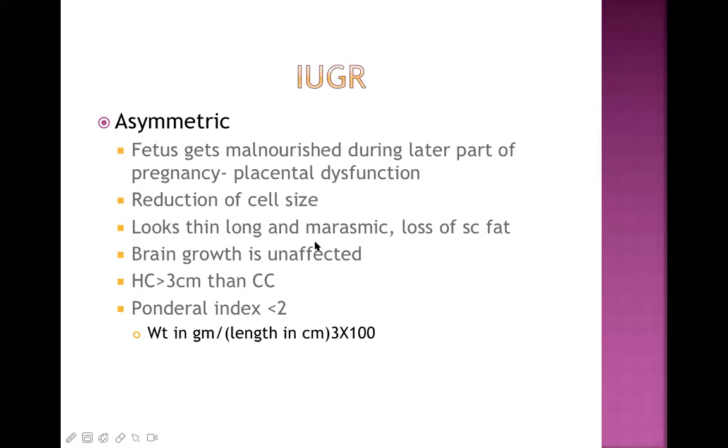They look thin, long, and marasmic. Remember, marasmus and kwashiorkor, we have studied under severe malnutrition. This asymmetrical IUGR baby almost looks like a marasmic baby. Now think about marasmus. Those marasmic babies don't have any subcutaneous fat. They have only skin and bone on their body, and they look like a very old person, older than their age. The same type of features will be seen in the asymmetrical IUGR baby.